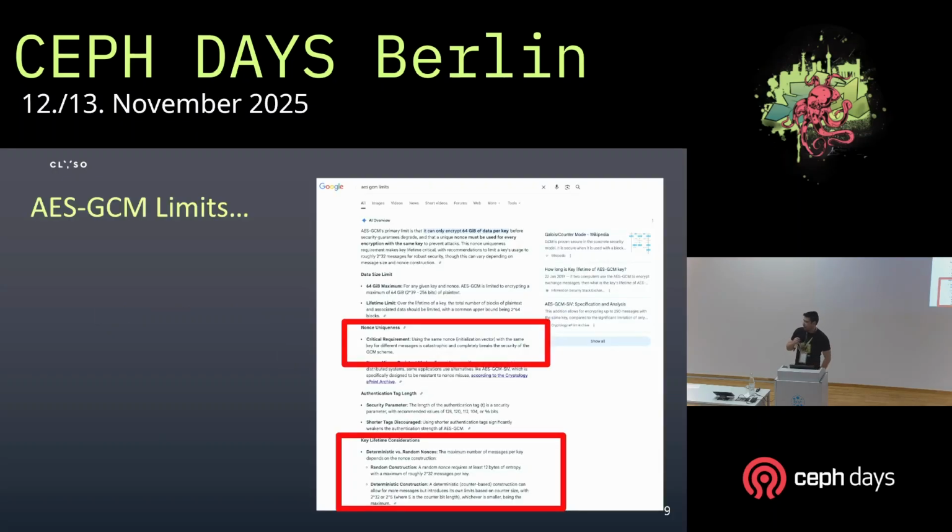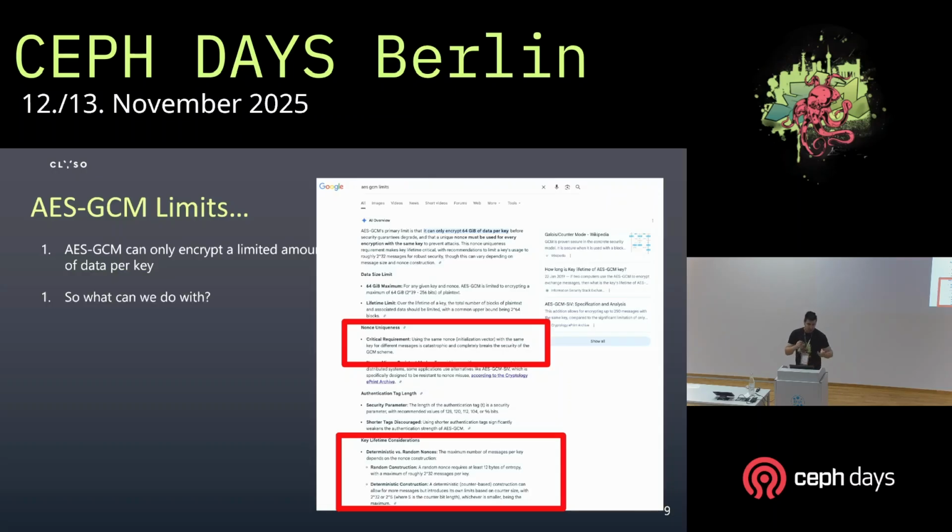So if you Google for like 3 seconds, you'll find this. Oh yeah, with AES-GCM you can only really encrypt 64 gigabytes of data. Okay, if I want to encrypt a disk that's terabytes large, that's probably not going to help, right? So we have to look somewhere else.